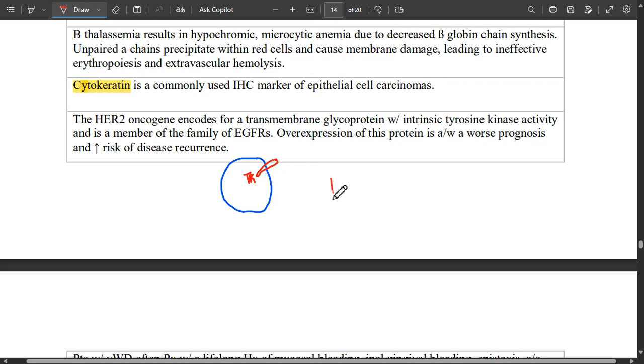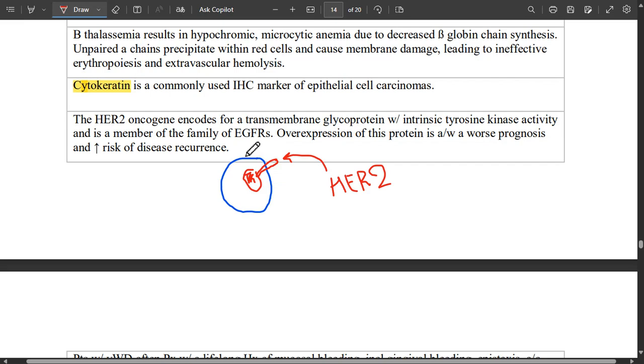So there is something called HER2, where H is for human, E for epidermal, R for receptor. So this is the HER2 oncogene, which codes for a transmembrane glycoprotein which has intrinsic tyrosine kinase activity, and is a member of the EGFR family, the epidermal growth factor receptors.